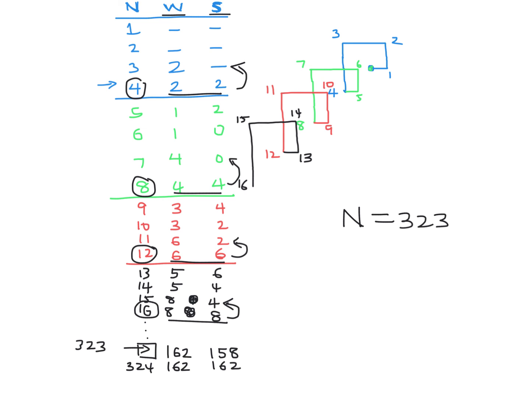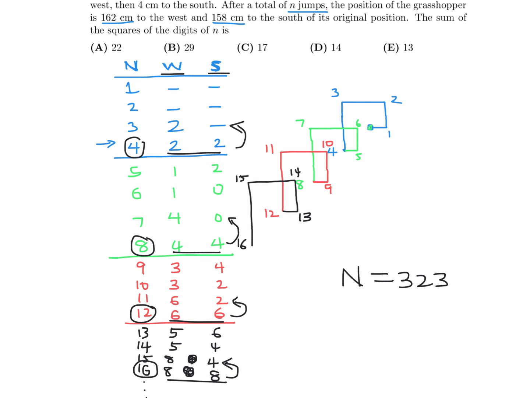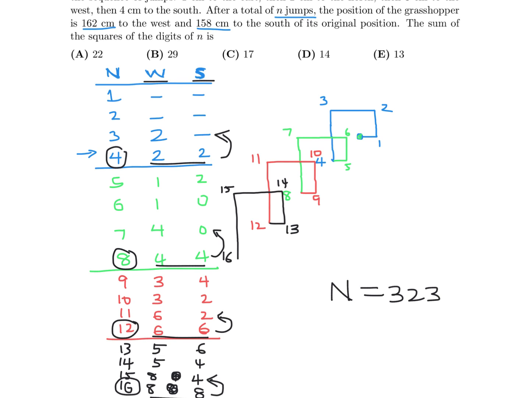But they want an interesting thing: the sum of the squares of the digits. The digits are 3, 2, 3, and they want the sum of the squares. Okay, we can do that. That's 9 plus 4 plus 9, and I believe that is 22. So, the answer to number 20 is A.